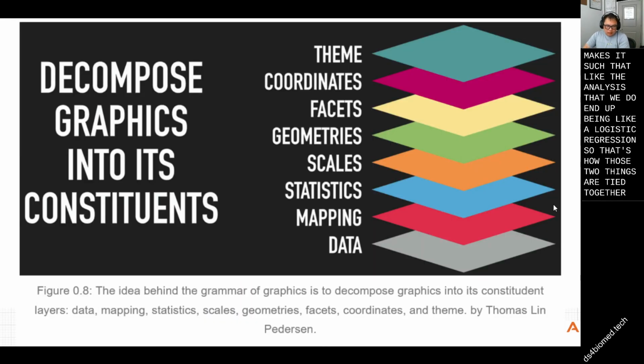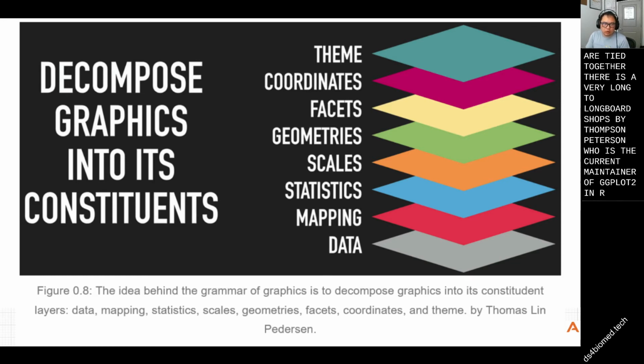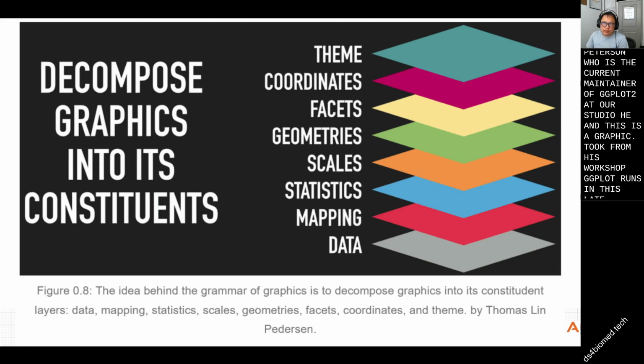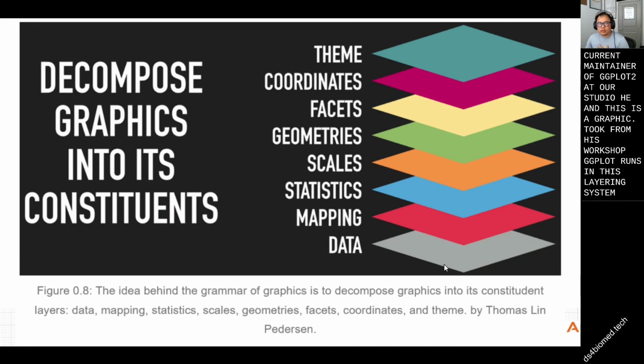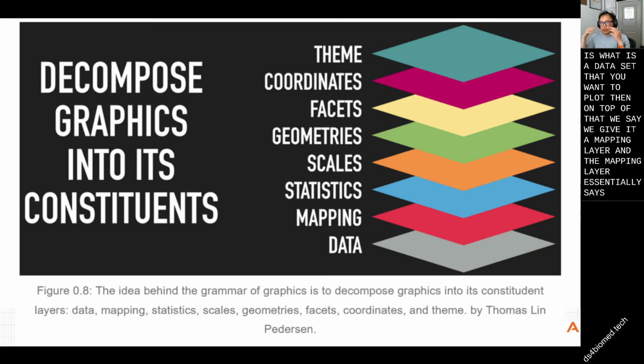There are two very long workshops by Thomas Lin Pedersen, who is the current maintainer of ggplot2 at RStudio. And this is a graphic that I took from his workshop. ggplot runs in this layering system. And so the first layer we specify is the data set that you want to plot. Then on top of that, we give it a mapping layer. And the mapping layer essentially says, given the data set that you just provided, what columns do you want me to use for the X and the Y?